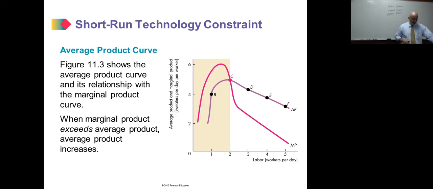This relationship between average product and marginal product is a general feature of the relationship between the average and marginal values of any variables. It's also going to apply to variables including your grades. So thinking about the relationship between marginal and average, you're going to find the same relationship in grades.